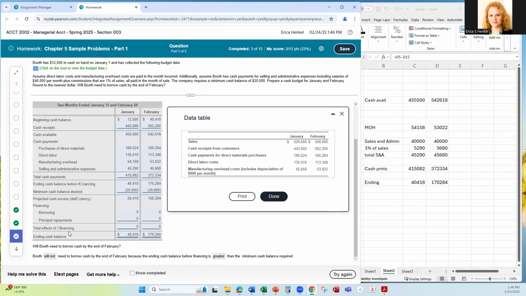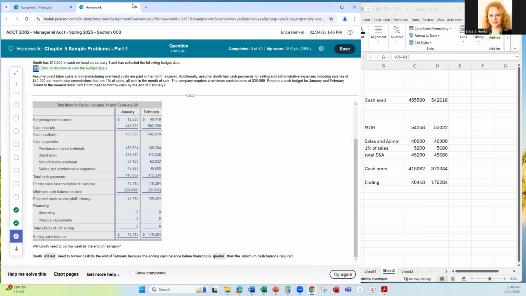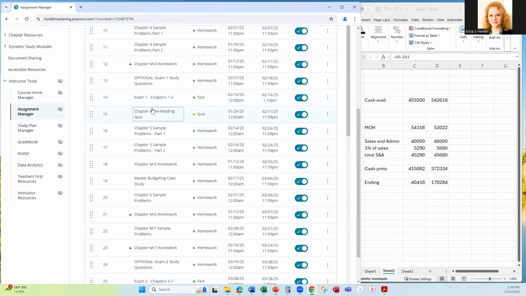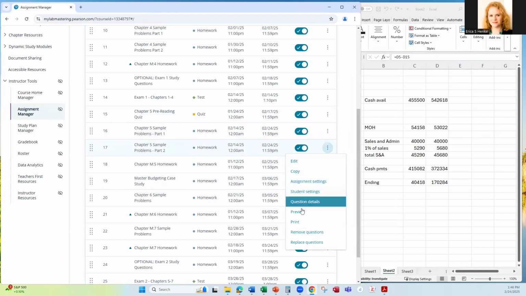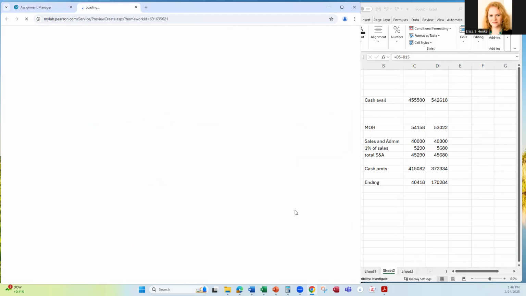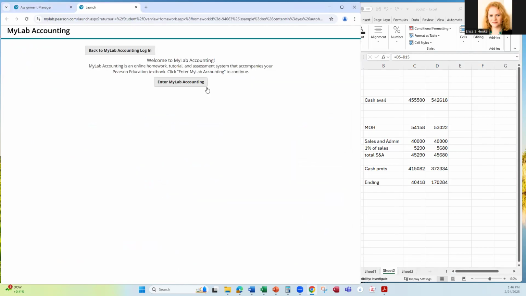I'm now going to jump over to the sample problems part 2. So for the sample problems part 2 in this chapter, I did skip out a couple of problems here. Whoops, got to go back and log in. Let me just pause quick and get that.